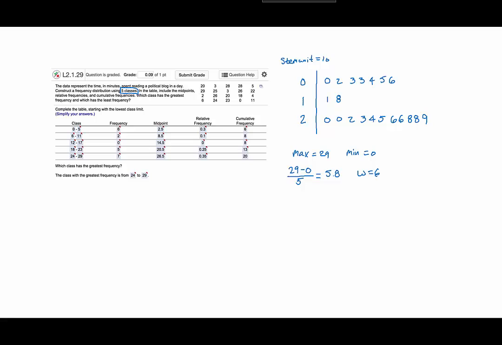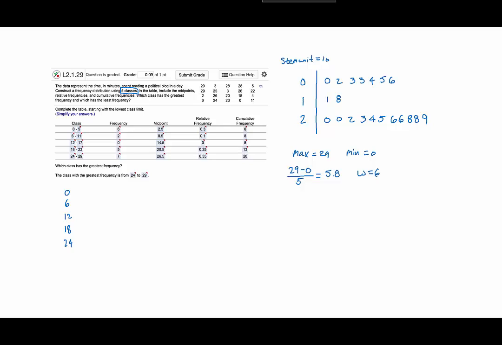We begin with the lowest class limit, 0, and we'll add the width repeatedly. It's important that we do this vertically. So in other words, we add down below for the lower limit of the next class. So 6 plus 6 will be 12, plus 6 will be 18, plus 6 will be 24, and now we have 5 lower class limits.